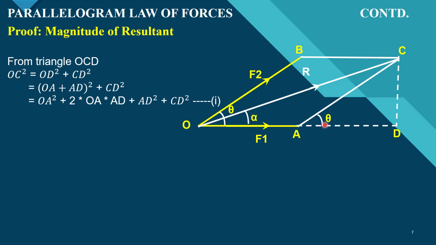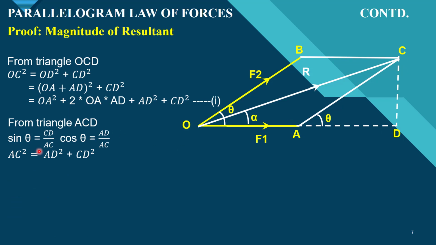Now I am going to use the second triangle, that is CAD. From that triangle, what is sine theta? Sine theta will be opposite side by hypotenuse, so sine theta will be CD by AC. Similarly, what will be cos theta? Adjacent side by hypotenuse, that is AD by AC. Also, from this right angle triangle, what is AC square? AC square is equal to AD square plus CD square.